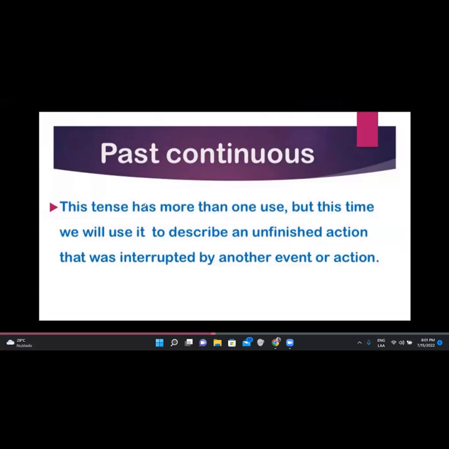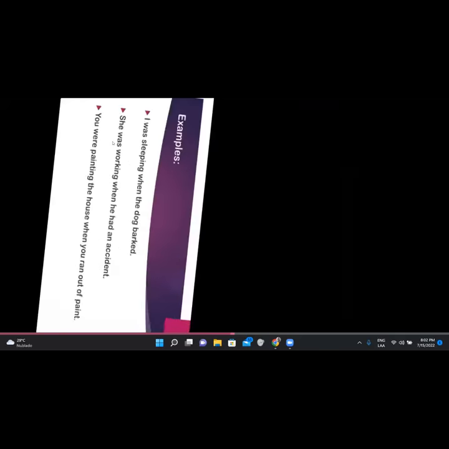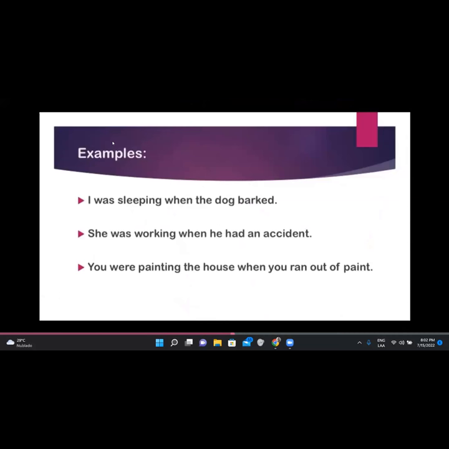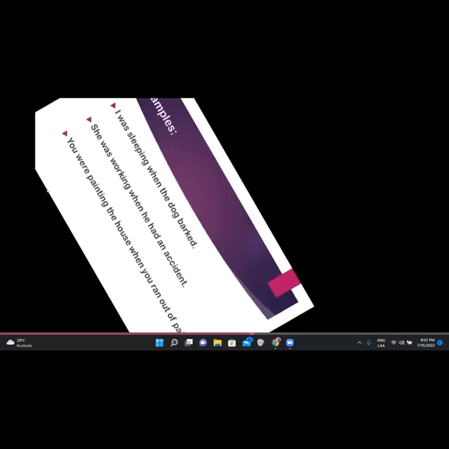Now let's talk about past continuous. This tense has more than one use, but this time we will use it to describe an unfinished action that was interrupted by another event or action. Take a look at the following examples. I was sleeping when the dog barked. She was working when he had an accident. You were painting the house when you ran out of paint.